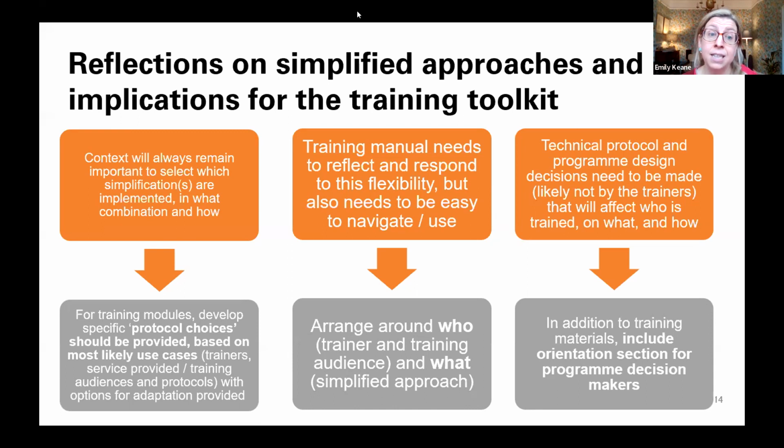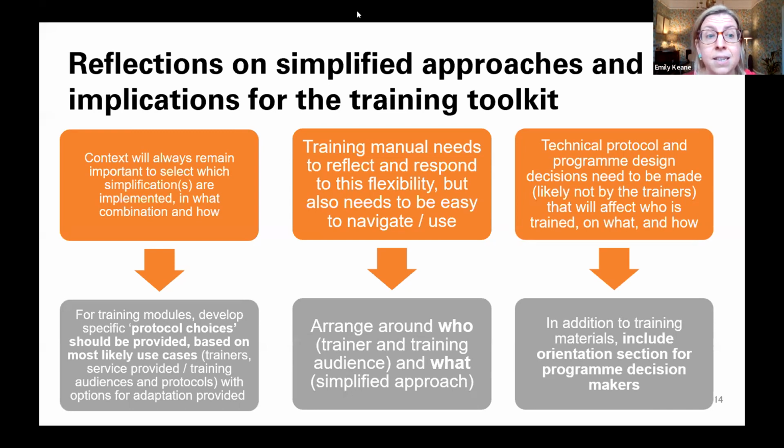Lastly, again, reflecting the diversity of implementation context, we recognise that technical protocol and programme design decisions need to be made that will affect who is trained, on what, and how. We also recognise that these decisions would not always be made by the trainers themselves. So in the training toolkit, in addition to the training materials themselves, we've added an orientation section at the start of each chapter for programme decision makers. This section is also relevant and useful background for the trainers.